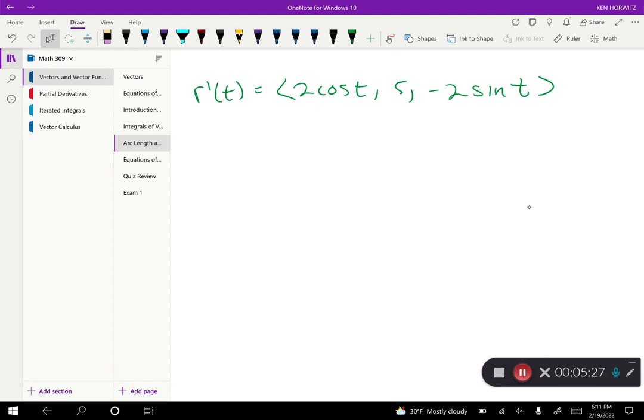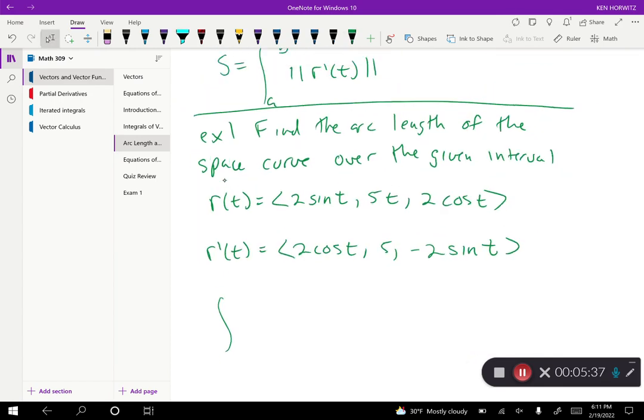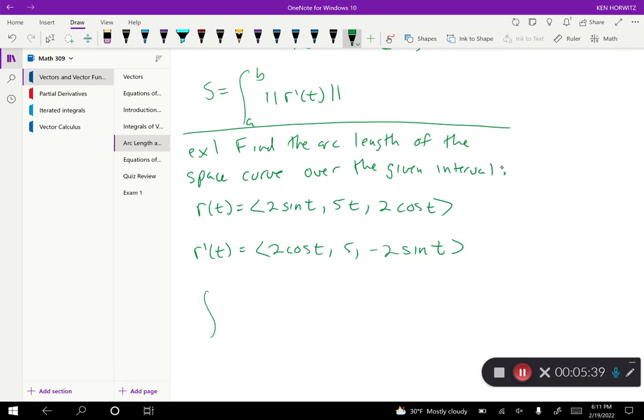All right, so now I can just go right to setting up the integral. The only way to know this would be if I gave some additional information in the problem over the given interval. And the given interval is 0 less than or equal to t less than or equal to pi. So that would have to be given in the setup of the problem. That's the only way to know your limits of integration. Then I'm going to square each element, add them, and square root them.